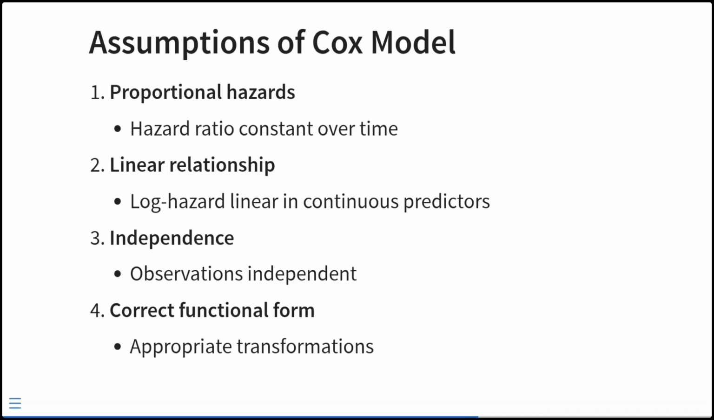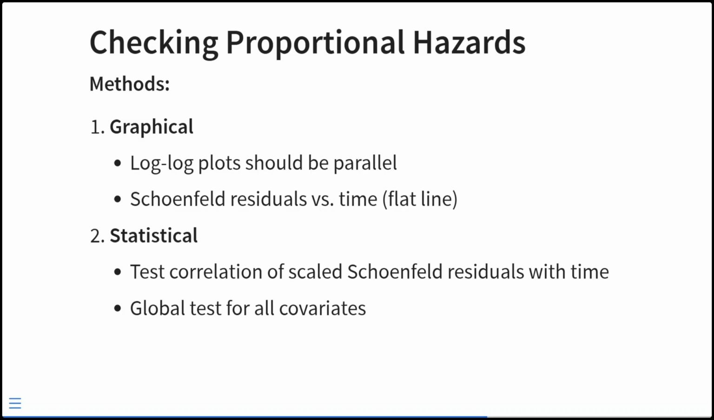So what are the assumptions of the Cox model that should be met? First, the hazard ratio has to be constant over time, as usual. You also need a linear relationship: the log of your hazard should be linear with the continuous predictor. There should also be independence of observations, and appropriate transformations where possible. We already know that proportional hazards means the hazard ratio between two groups is constant over time. One group always has, say, twice the risk of the event compared to another group, no matter how much time has already passed.